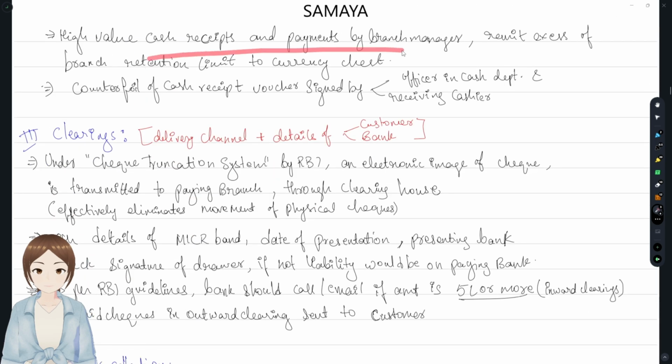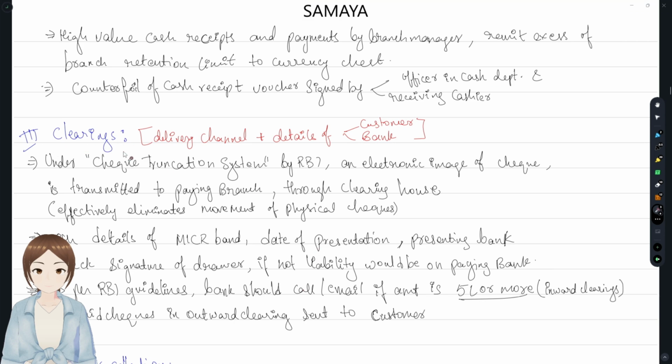And for high value cash receipts and payments by the bank manager, the excess over the branch retention limit must be remitted to the currency chest. Every bank branch has some retention limit, right? Cash in excess of that has to be sent to the HO currency chest. And the counterfoil of cash receipts should be signed by the officer in the cash department and the receiving cashier.